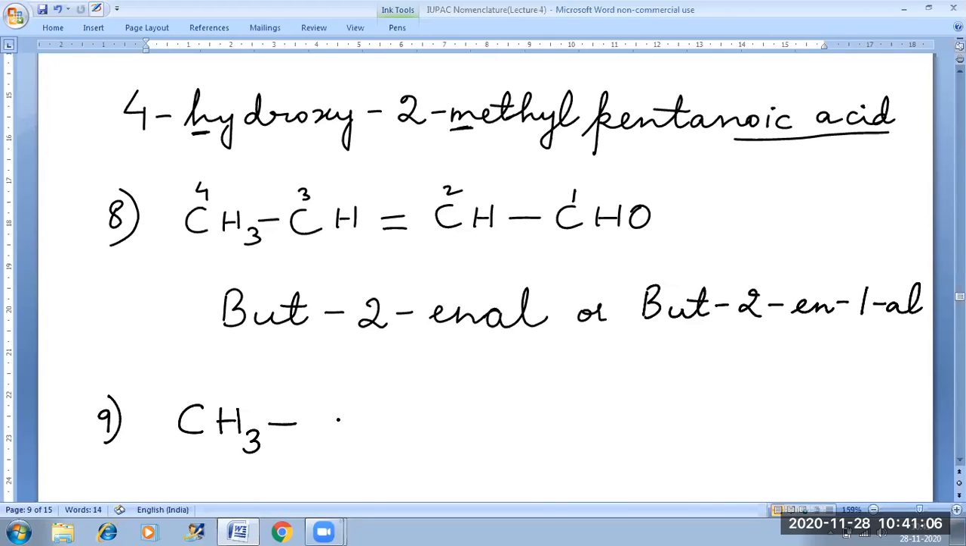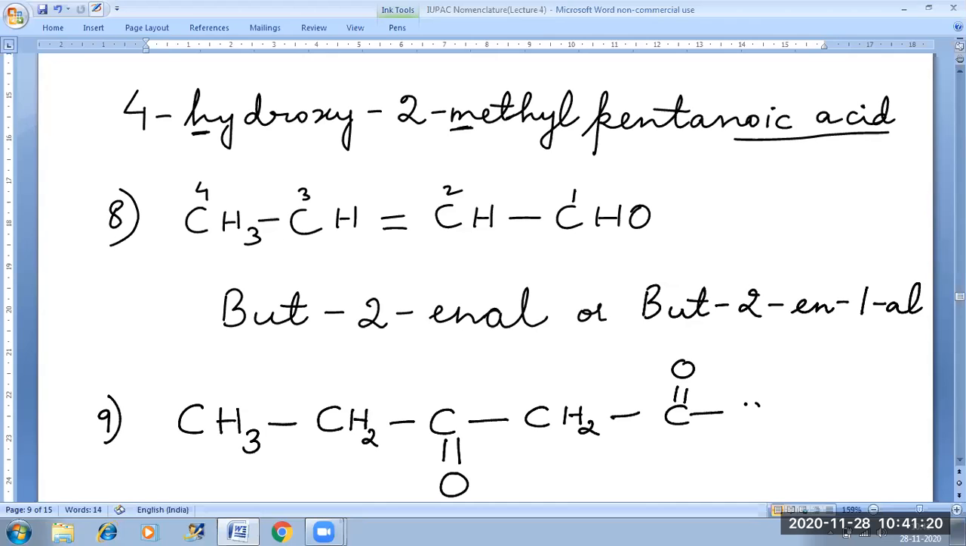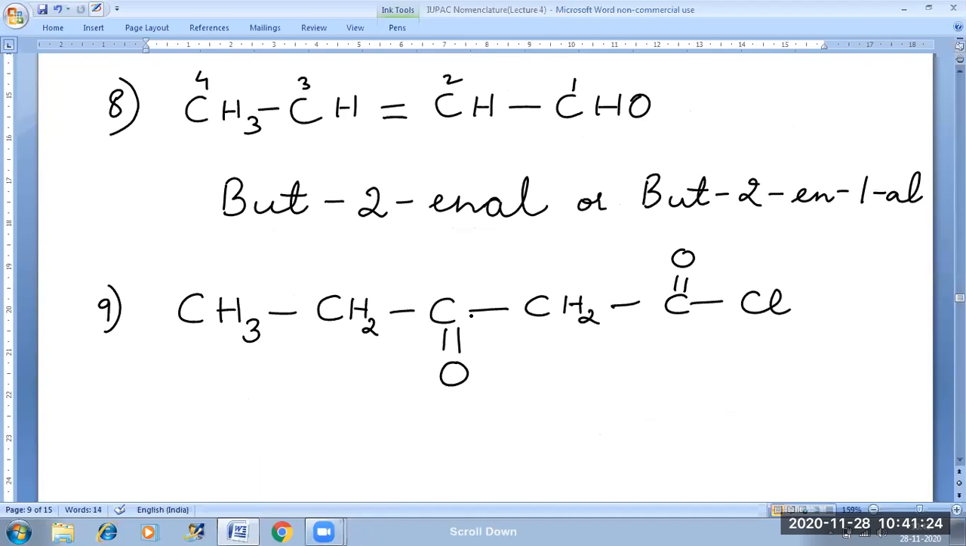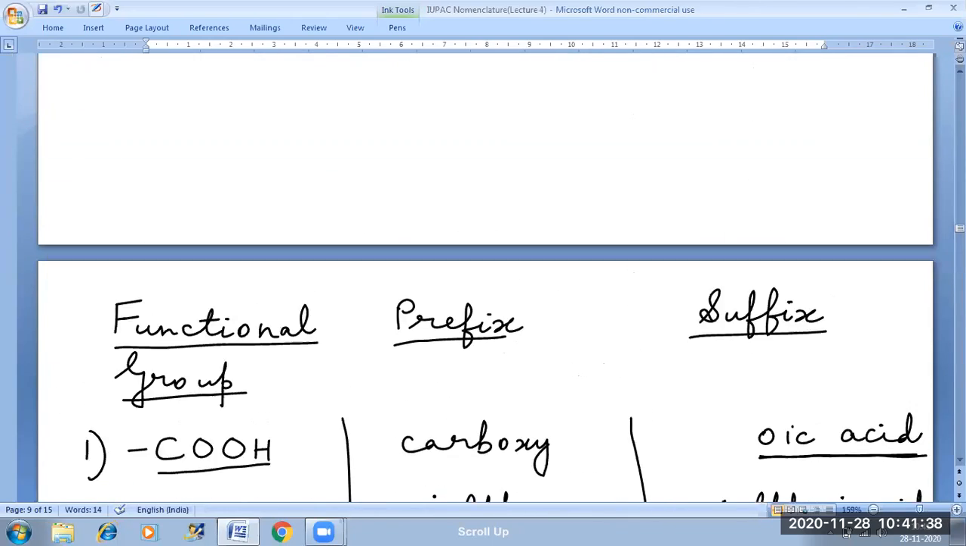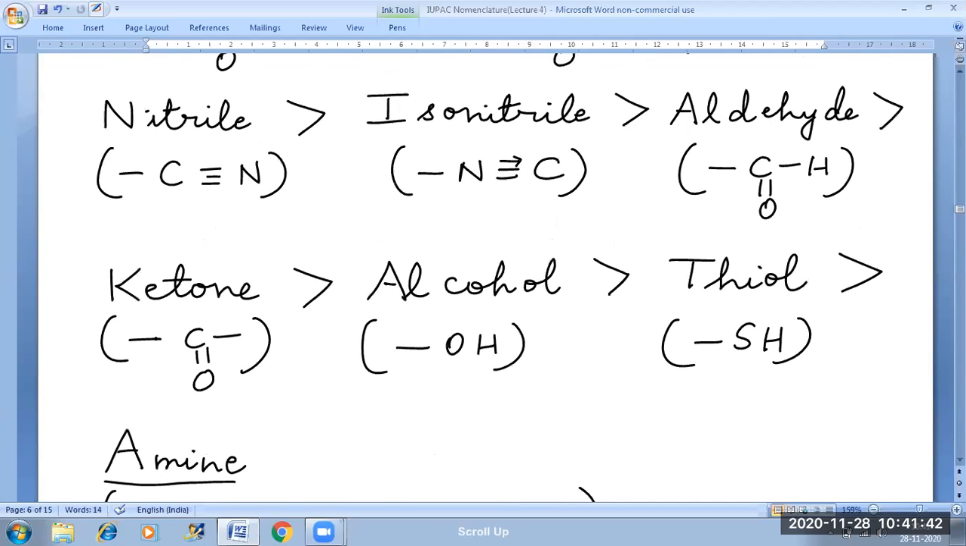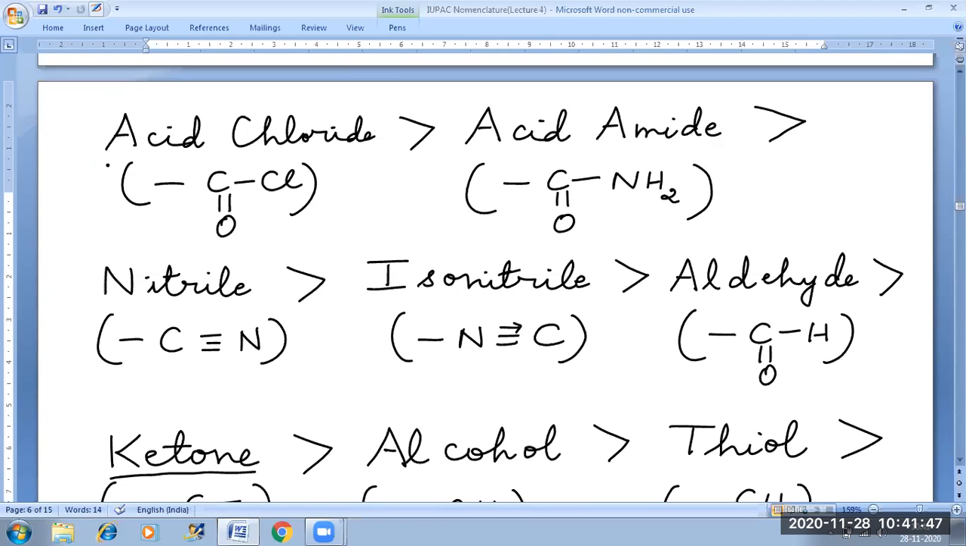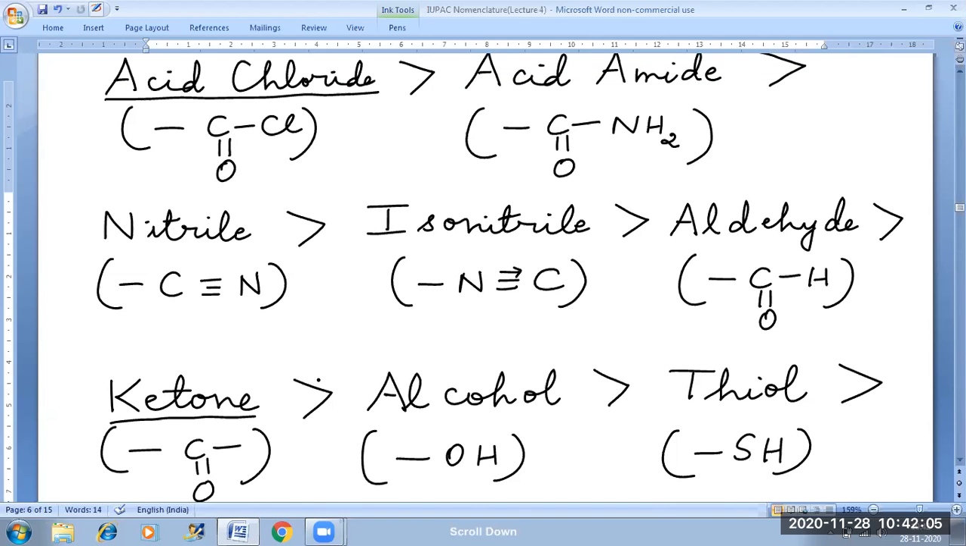Okay, one example. I have two groups. One is C double bond O, it is a ketone, and one is COCl. Let's check the priority of ketone and COCl, which has higher priority. Let's check that first. The ketone is here and COCl is here, so which has higher priority? Acid chloride has higher priority, that is COCl. So out of ketone and acid chloride, the priority will go to acid chloride, because it comes later in the decreasing order. So acid chloride has higher priority than ketone here.